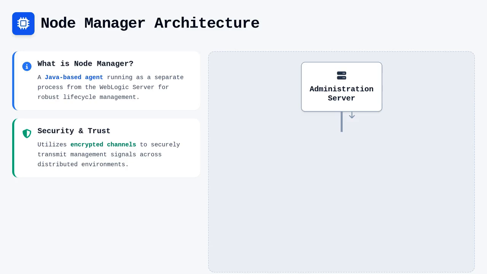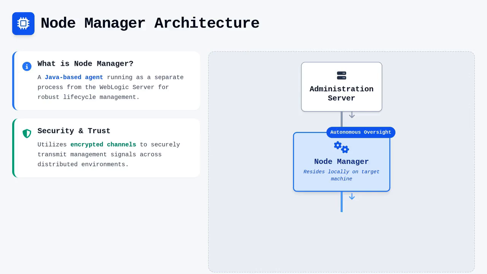By shifting the responsibility of process monitoring and lifecycle control to an entity that resides locally on the target machine, we reduce our dependency on a single point of failure. When you deploy the Node Manager, you are effectively introducing an autonomous oversight mechanism that survives the crash or restart of the primary administrative console. The utility communicates through an encrypted channel, ensuring that management signals are transmitted securely across your distributed environment. This architectural choice is essential for high availability, as it automates the recovery of managed servers following hardware failures or unexpected process termination. Understanding how to wire this utility into your existing domain is a foundational requirement for any robust production deployment.